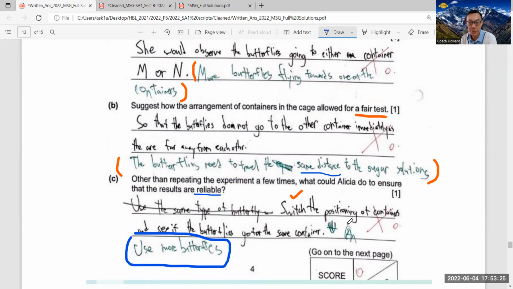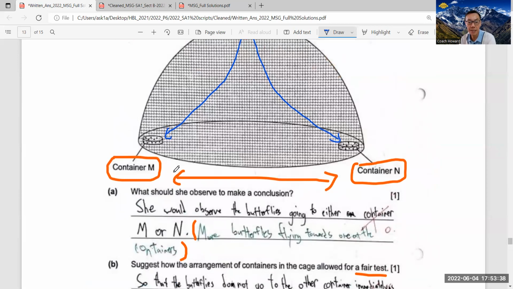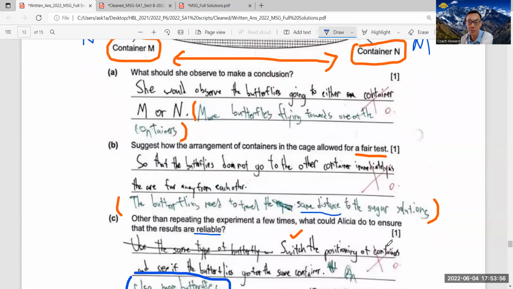Actually, personally, I prefer the student answer than the teacher's model answer. Okay, because if you see the student answer, the student wrote, right, switch the positioning of the container to see if the butterflies go for the same container. That means the student is saying that you swap the place. So this one become N. You bring container N here, this one put M. Actually, I agree to the student answer. That's why I'm helping this student to talk to the school to remark this question, because it's logically is correct.